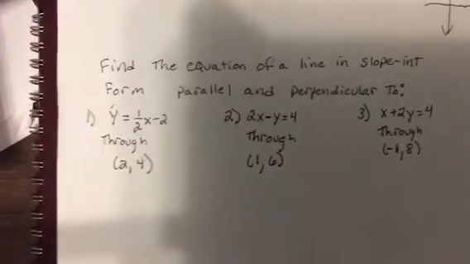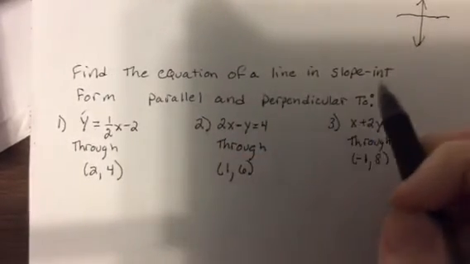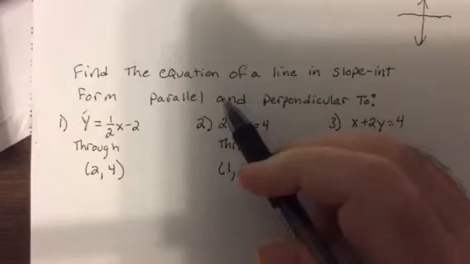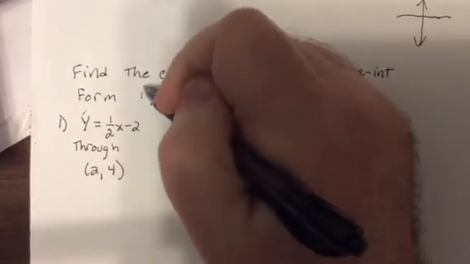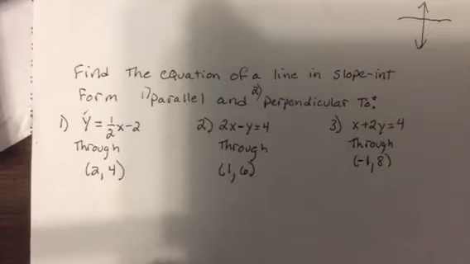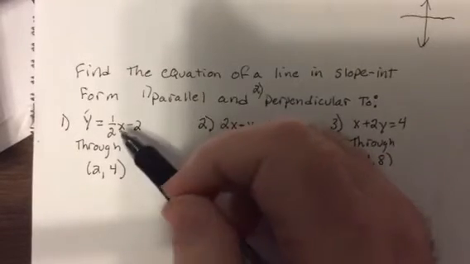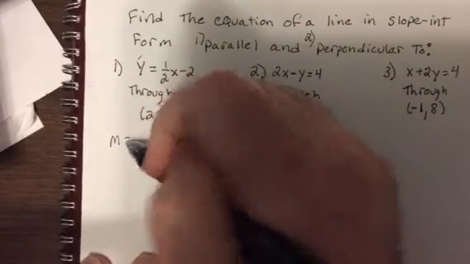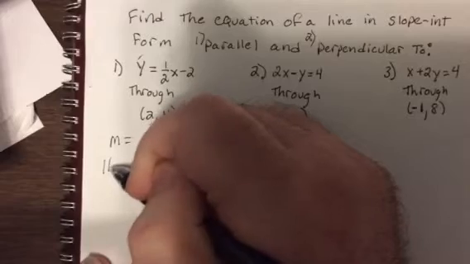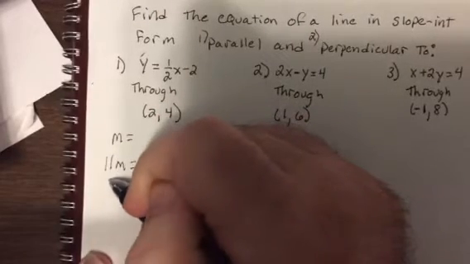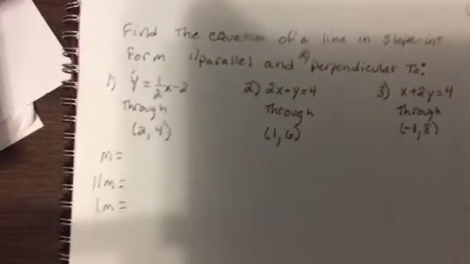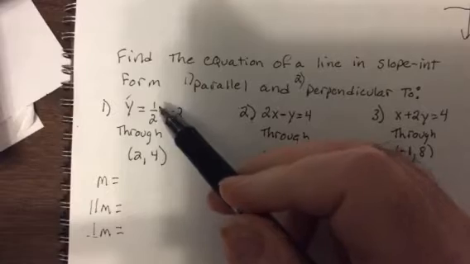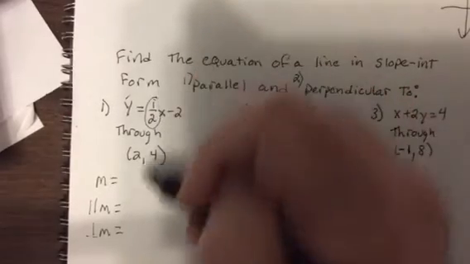So, let's look at problem number 1 here. Find the equation of a line in slope-intercept form. This should be easy. We already know that. But that's parallel and one that's perpendicular. These are 2 parts, by the way. One that's parallel and one that's perpendicular to the given line. So the first thing we have to do is find the slope of the line given, the parallel slope, remember that symbol means parallel, and perpendicular slope. Okay, it's solved for y already. So that means this has to be our slope, 1/2.